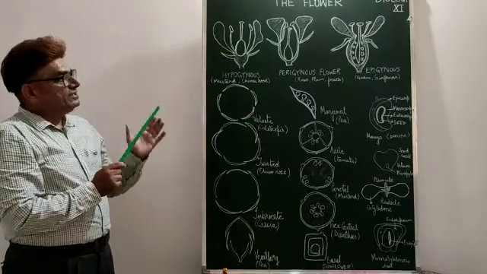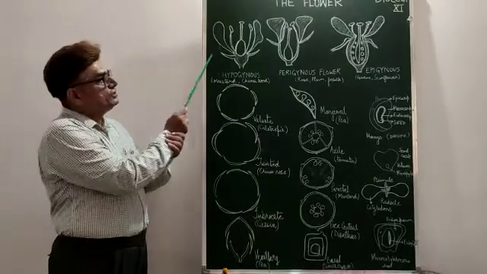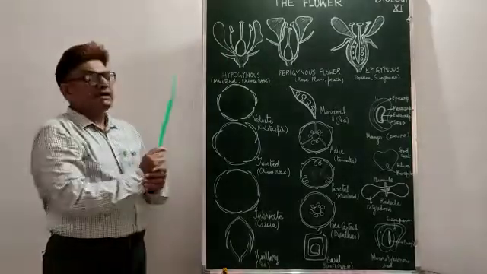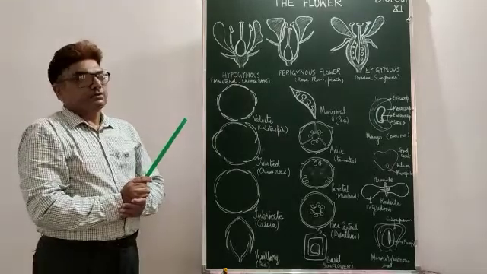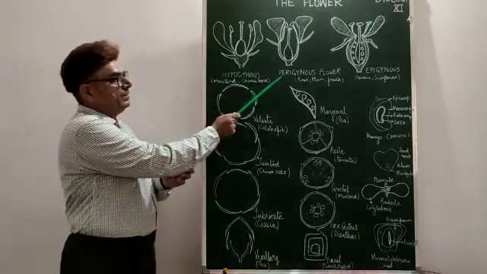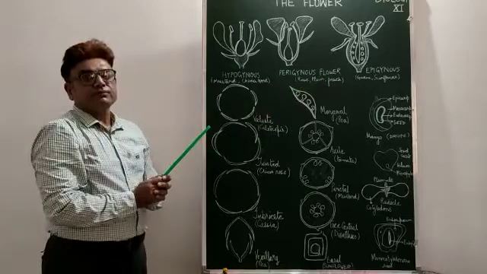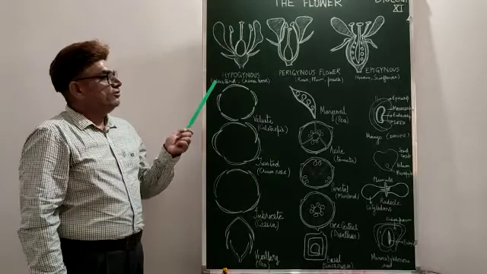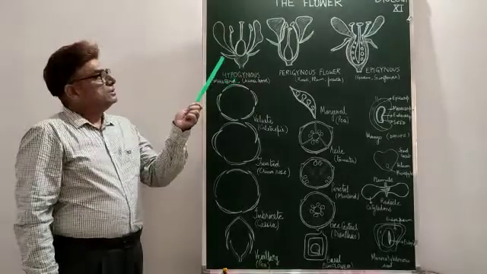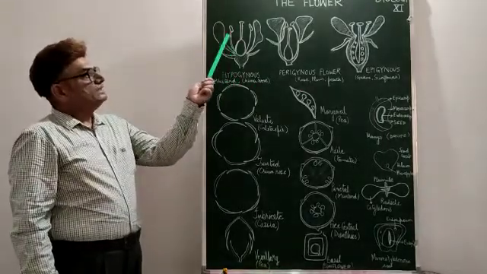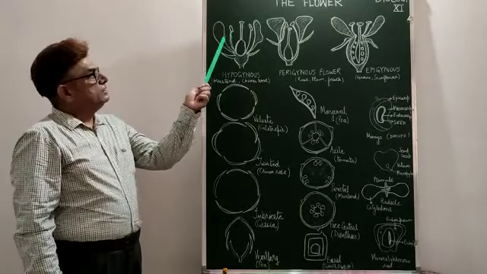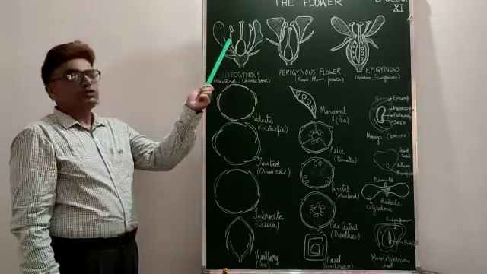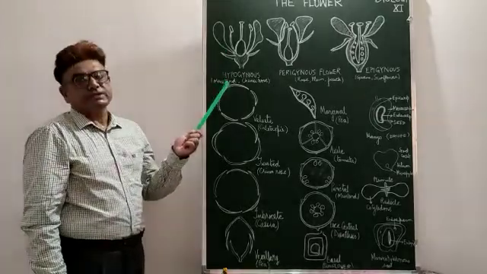Now, based on the position of the outer three whorls with respect to the gynoecium, flower can be categorized into three types: hypogynous, perigynous and the epigynous flower. In case of the hypogynous flower, as you can observe in this diagram, it is the flower of mustard and China rose. Ovary occupies the highest position and all the three whorls are slightly below the ovary. So ovary is said to be superior and flower is said to be hypogynous.